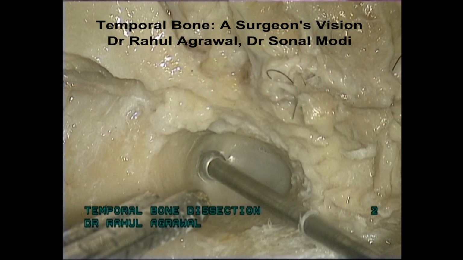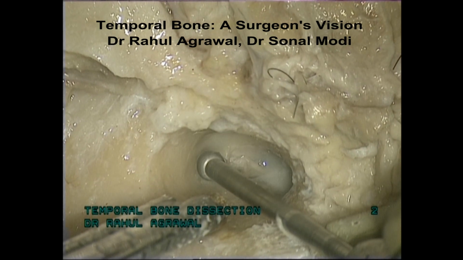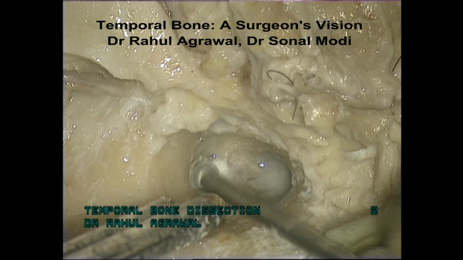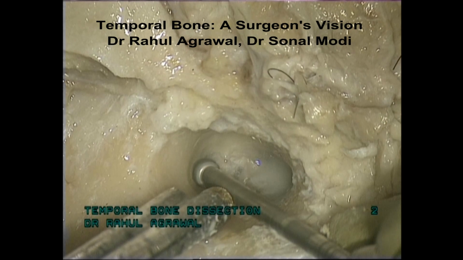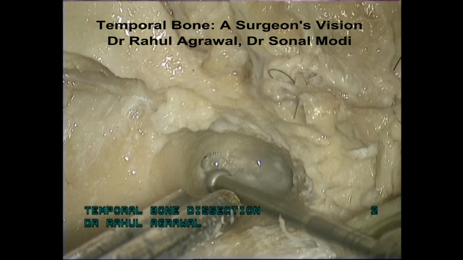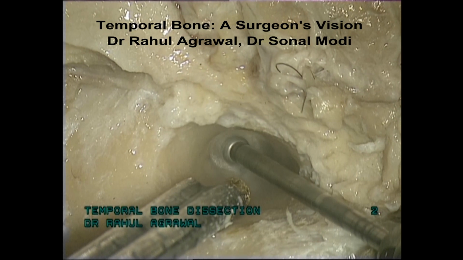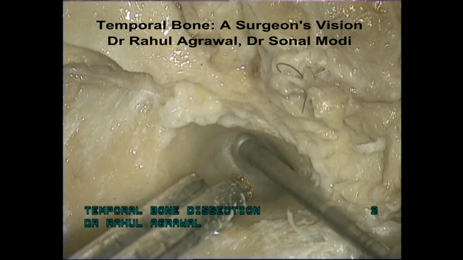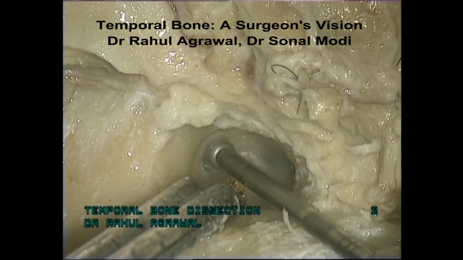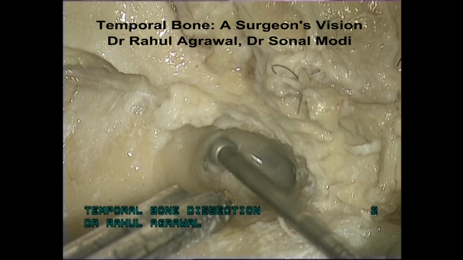Here we have widened the outer part of the external auditory canal. Now with the diamond burr, we are widening the innermost or the medialmost aspect of the external auditory canal. Be careful when you are widening this part, as your rotating burr should not touch the ossicles, or else it may lead to some inner ear dysfunction if your incudostapedial joint is intact.